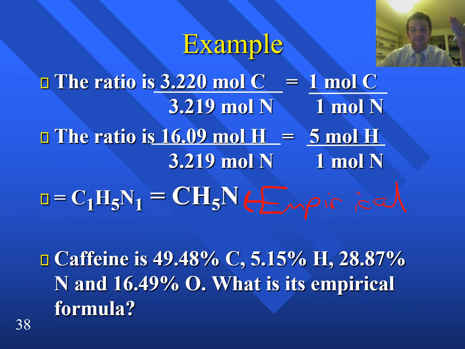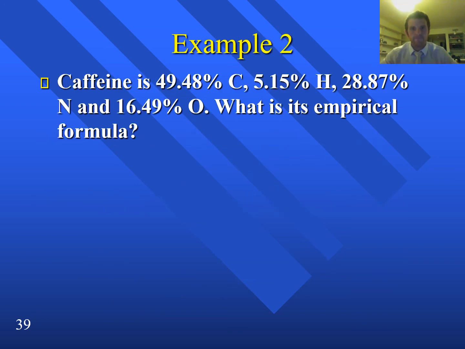We can do the same exact thing with this. So we can say 49.48 grams of carbon, 5.15 grams of hydrogen, 28.87 grams of nitrogen, and 16.49 grams of oxygen. And we can solve for its empirical formula. I'm going to let you do this one on your own.